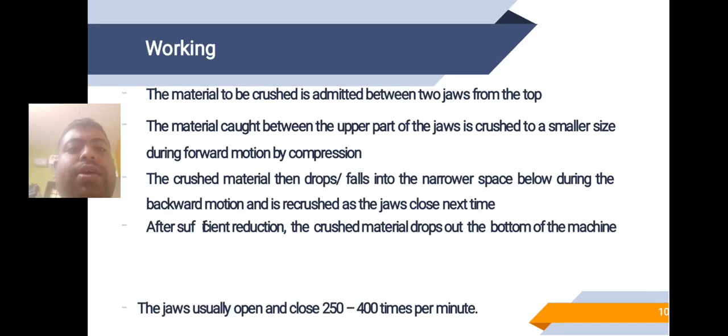Working. The material to be crushed is admitted between the two jaws from the top. The material caught between the upper part of the jaws is crushed to a smaller size during the forward motion by compression. The crushed material then drops into a narrow space below during the backward motion and is recrushed as the jaw closes next time. After sufficient reduction, the crushed material drops out of the bottom of the machine. The jaw usually opens and closes 250 to 400 times per minute.